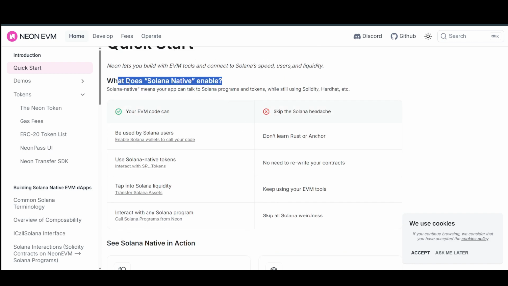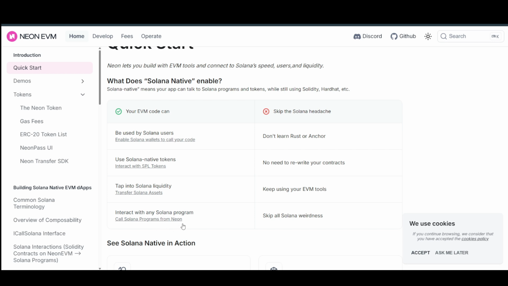So basically, what does Solana native enable? This is how it looks. The EVM code can be used by the Solana users. Use Solana native tokens, tap into Solana liquidity. Ethereum has just a lot of liquidity, so I'm not sure about that. Again, it is for the developers who are interested in Solana, so I'm not going in depth whether it is right or not. After that, interact with any Solana program.